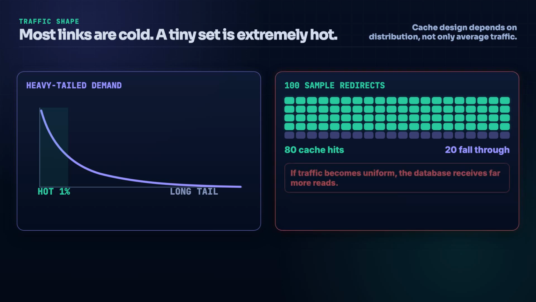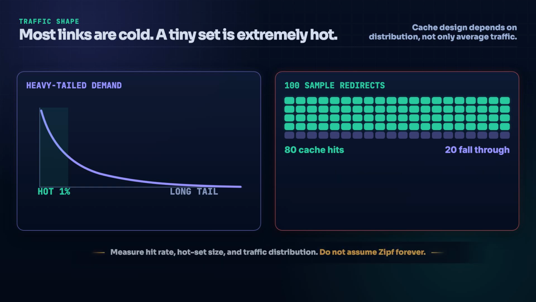If traffic becomes uniform, the same cache covers far less useful traffic. Misses rise and database load rises with them. Measure the real popularity curve, cache hit rate, eviction rate, and database reads. Capacity plans must change when the traffic shape changes.